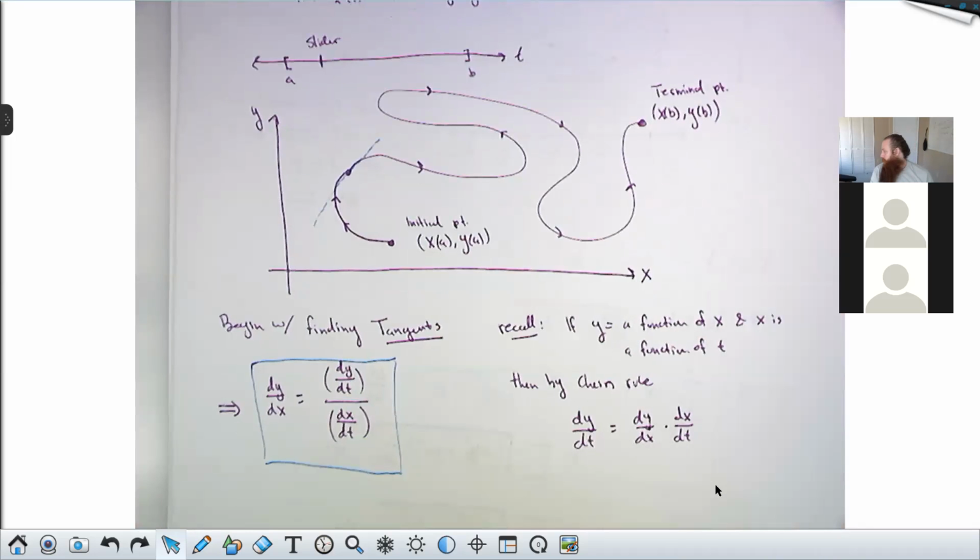That'll let you get the old-fashioned derivative, dy dx, which is the slope of the tangent line, in terms of the time derivatives, the derivatives of the y function and derivatives of the x function. So you take the derivative of the y equation, take the derivative of the x equation, divide them, and that will give you dy dx, which is the slope of your tangent line.